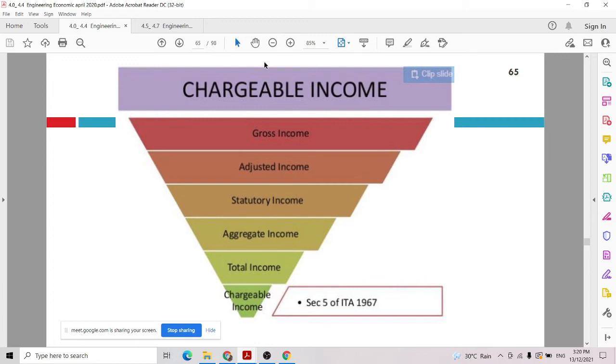This is an example of chargeable income, starting from your gross income down to chargeable income. From gross income, you need to adjust by removing your cost of sales and operating costs, such as your electric bills. Then the income we call total income, or pendapatan bersih. That is the chargeable income.